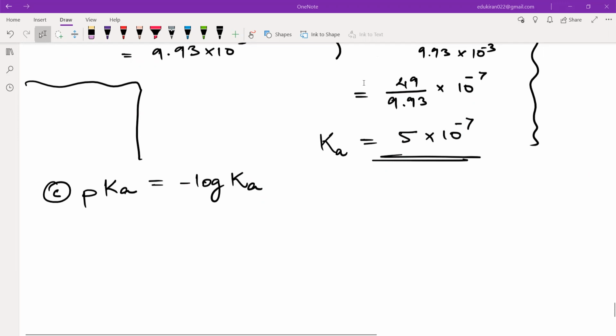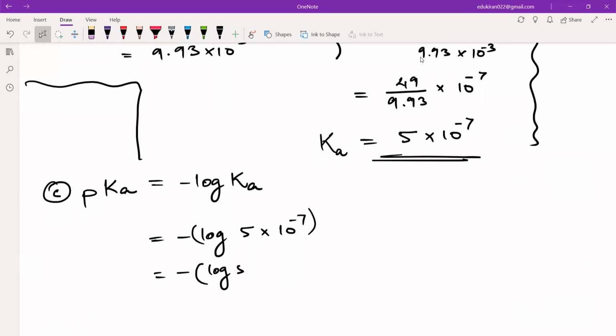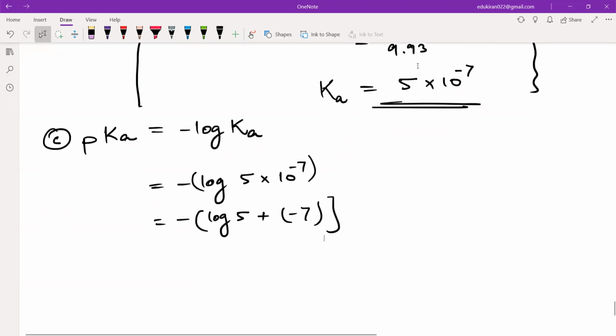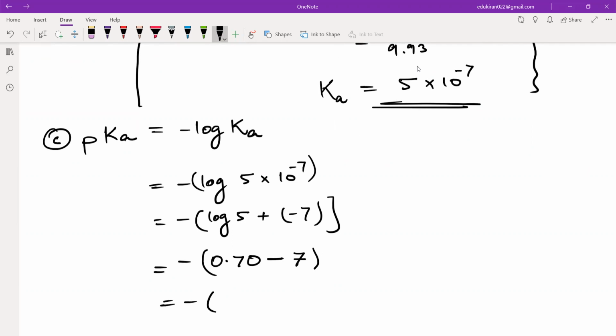The answer is minus log of 5 into 10 to the power minus 7. So this will be minus log of 5 plus minus 7, because 10 to the power minus 7, if I do the log, will be minus 7. So log 5 is equal to how much? 0.70. 0.70 minus 7 is minus 6.3, so minus of minus 6.3 is equal to 6.3. Okay, it will be equal to 6.3.